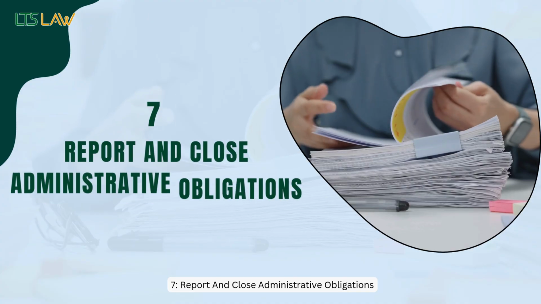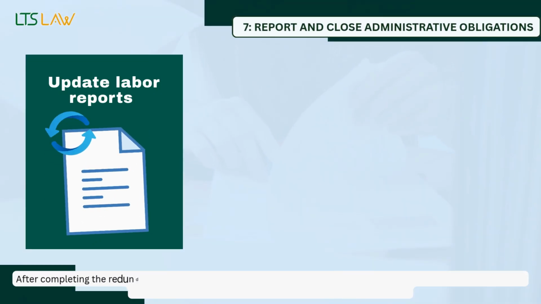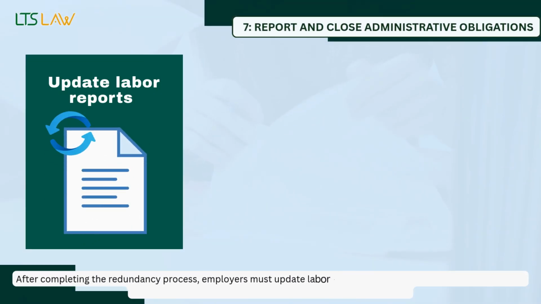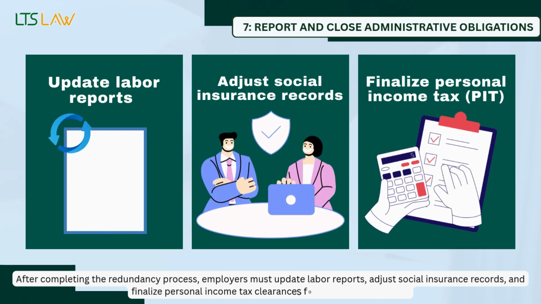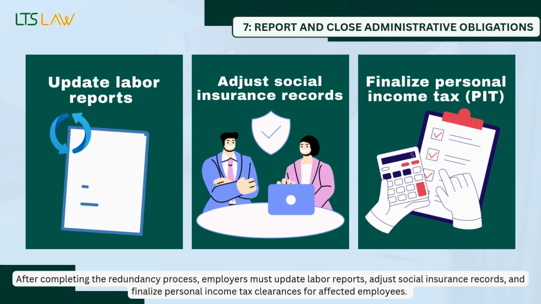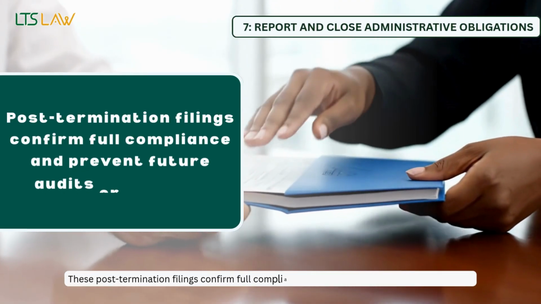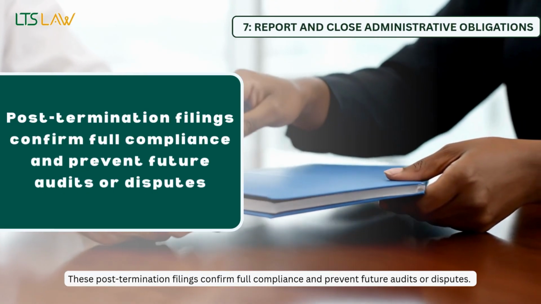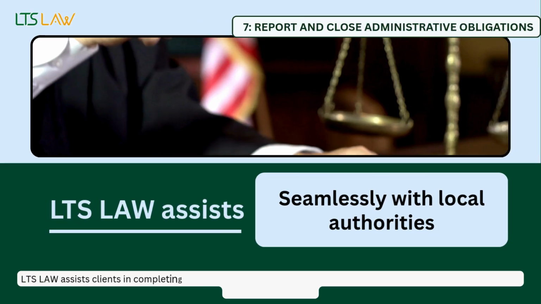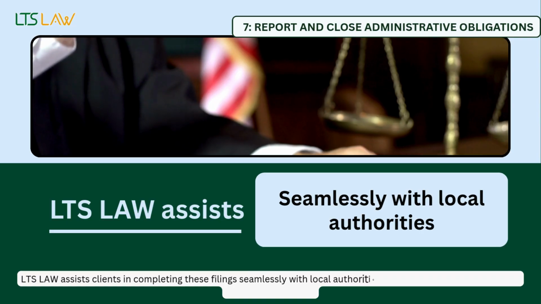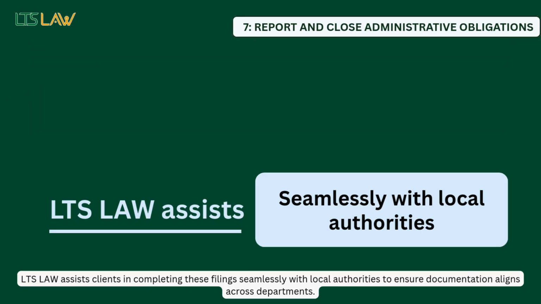7. Report and close administrative obligations. After completing the redundancy process, employers must update labor reports, adjust social insurance records, and finalize personal income tax clearances for affected employees. These post-termination filings confirm full compliance and prevent future audits or disputes. LTS Law assists clients in completing these filings seamlessly, working with local authorities to ensure documentation aligns across departments.